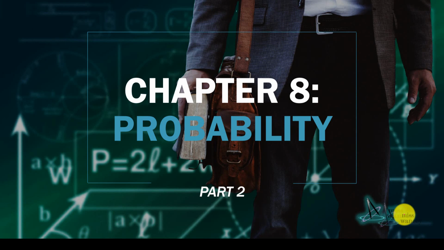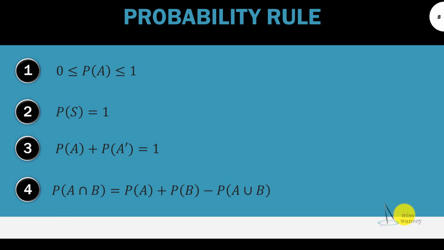So this is probability part 2. Okay, so there are a few rules that you have to remember in probability. The first one is that a probability should be within 0 until 1. That means the lowest value for your probability should be 0 and the highest value should be 1. So if you calculate and suddenly you get some negative number, you probably need to check again, because probability should be between 0 and 1 only. So no negative and no number that is greater than 1.